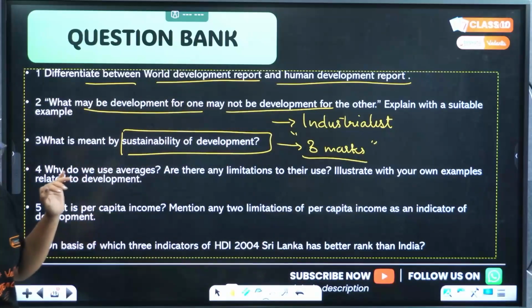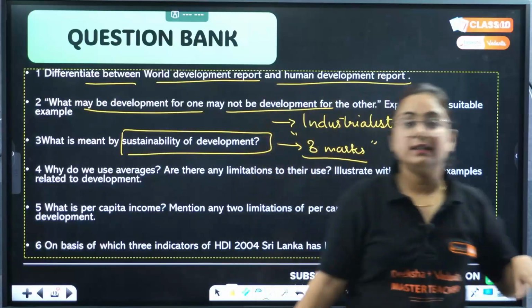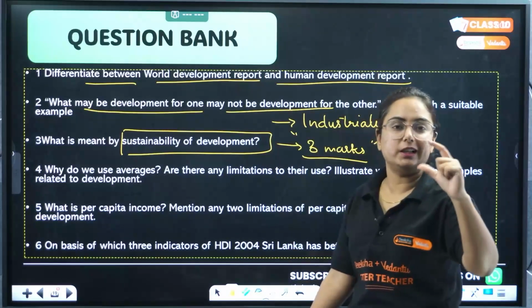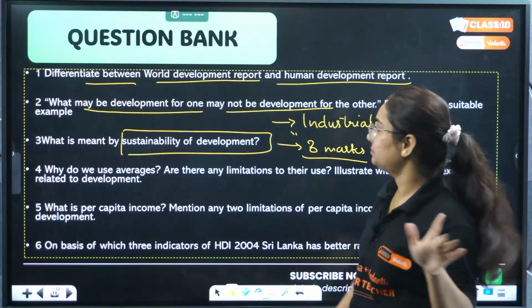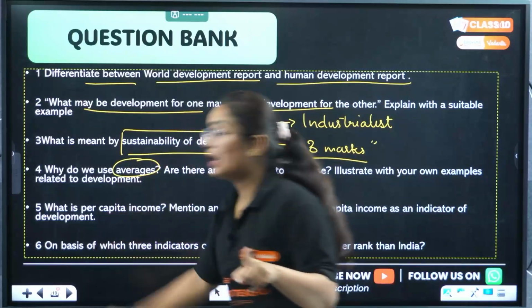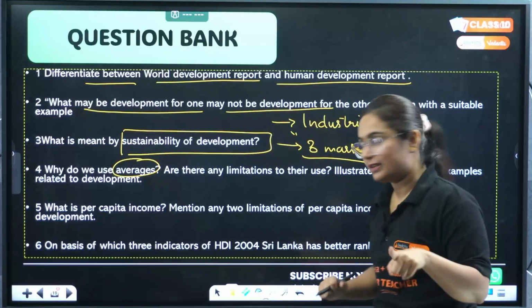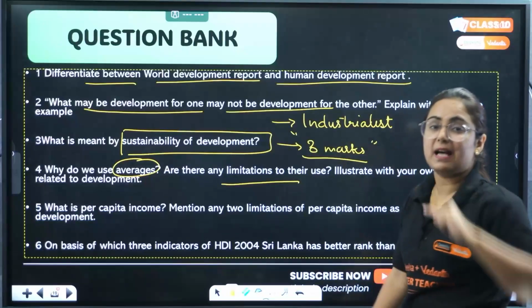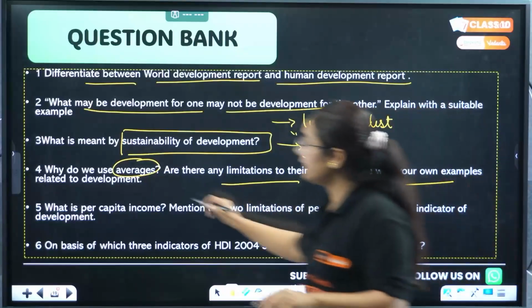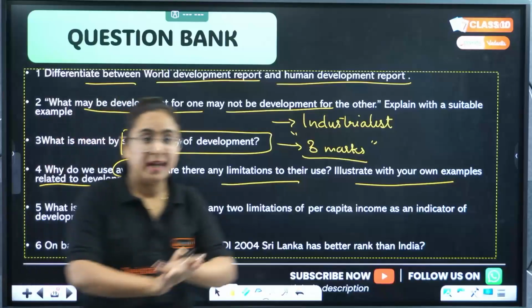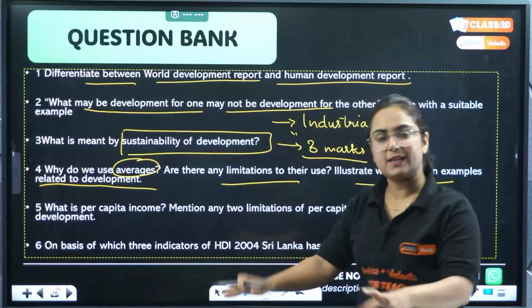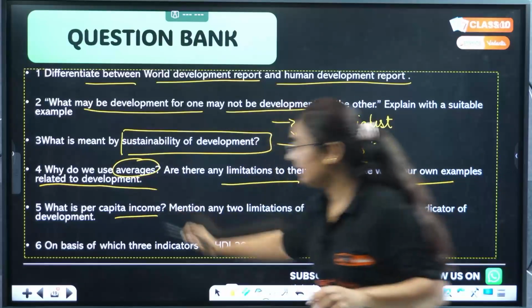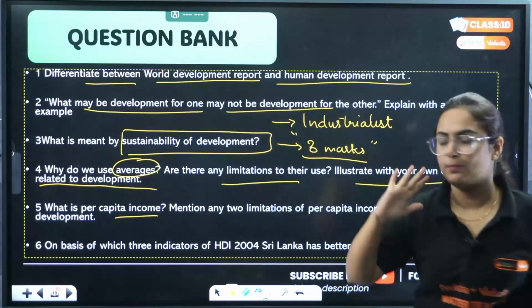Sustainability of development means development in a way that the resources are left for our future generations. A good paragraph is written in your NCERT, read it. Why do we use averages? For comparison. Limitation of averages? Yes, because it hides disparity. Illustrate with your own example related to development. Make a table with country A and country B and explain that table. Get it? Easy one: what is per capita income? Total income upon total population.